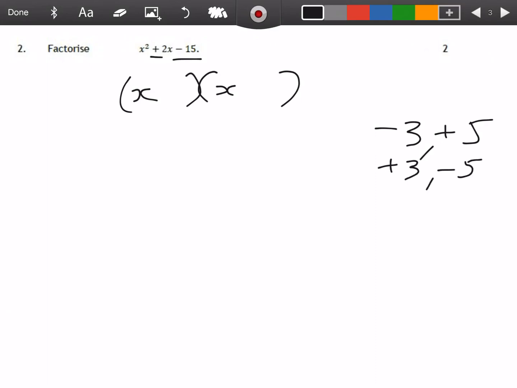The numbers need to add up. I always tend to put that at the top. The numbers need to add up to positive 2. Which pair of numbers will add up to positive 2? It's going to be this one here. The other pair of numbers add up to negative 2. So x minus 3, x plus 5. And that is that question done. If it had said solve, you would take each of the brackets and set them equal to 0, but it doesn't say solve, so that's us.